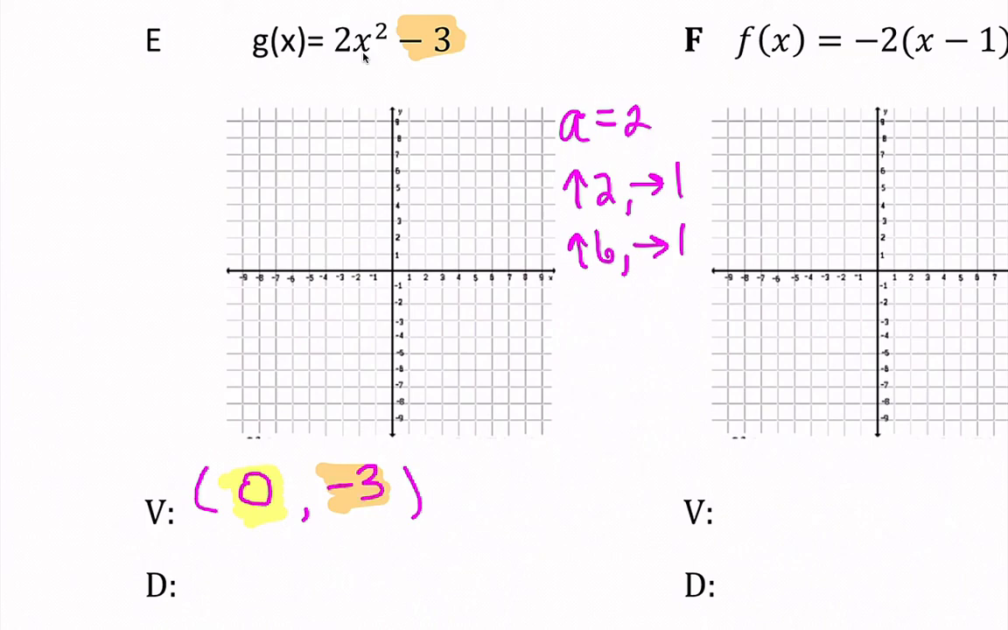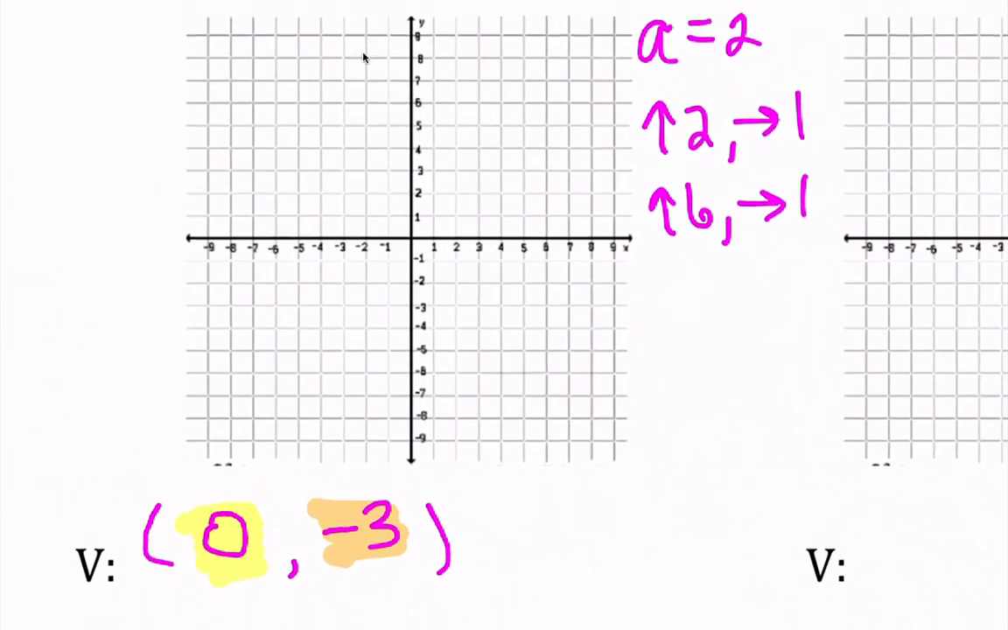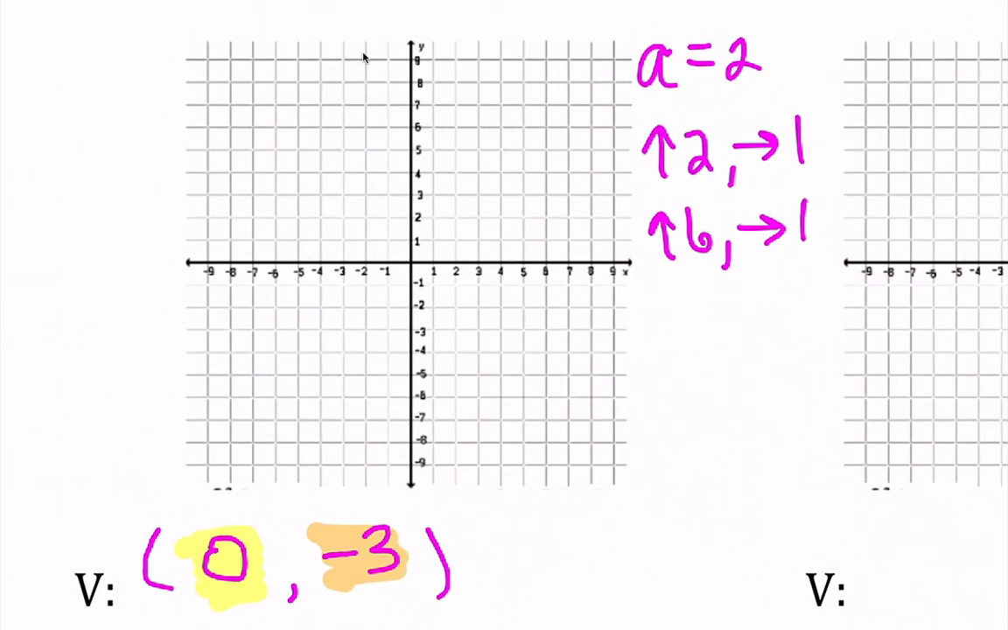So I'm going to go plot this. My vertex is at 0, negative 3. From there, we need to go up 2 over 1. And then from there, I need to go up 6 over 1. Don't forget to make it symmetric.